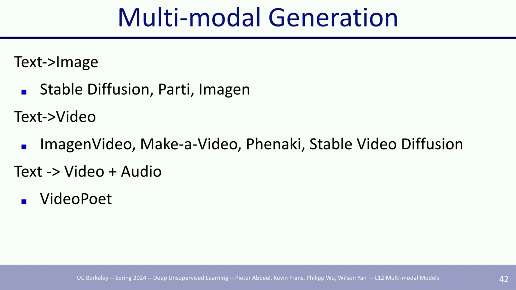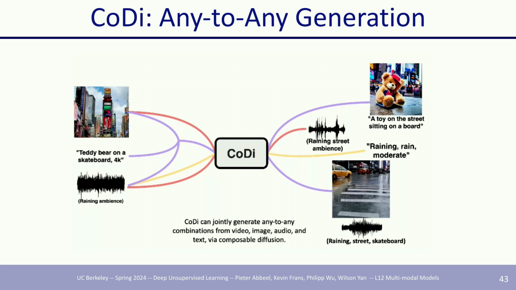These video generation models only generate video. VideoPoet is probably one exception where they generate video and audio. But now the question is, can we have a model that can generate any number of modalities? So we can generate both text and image, or generate image from text or text from image. Have a single model that does all of this. And this is a model I will be briefly talking about, which was pretty neat.